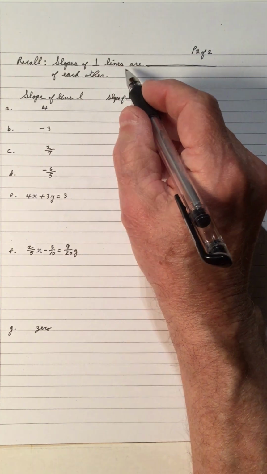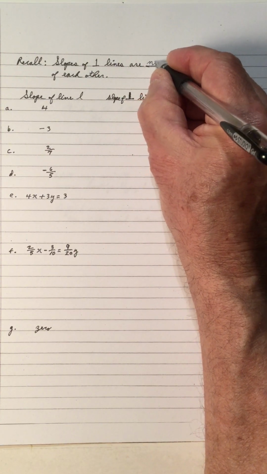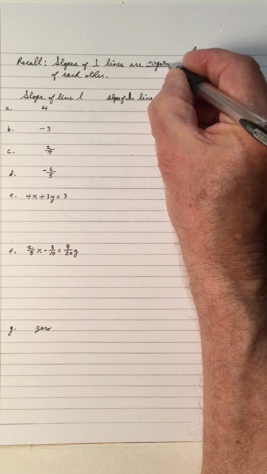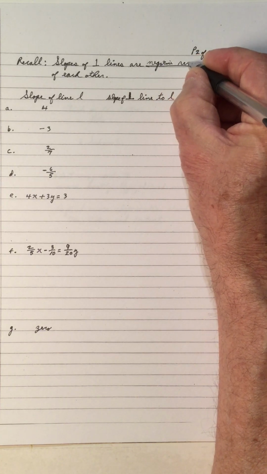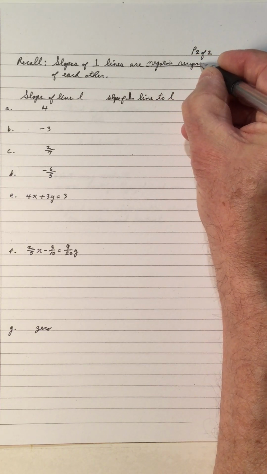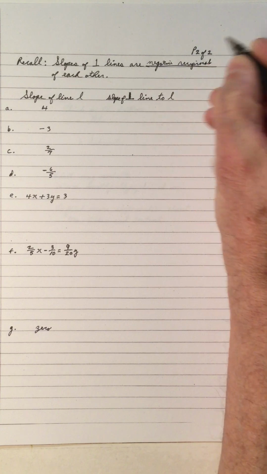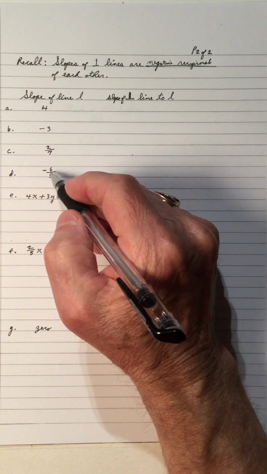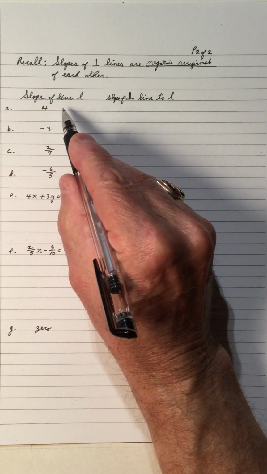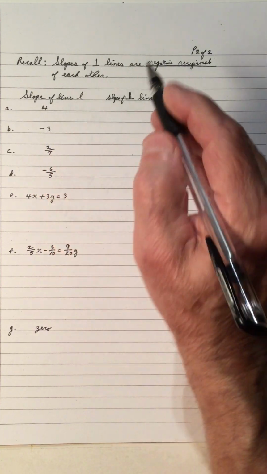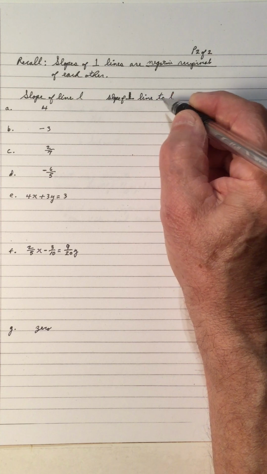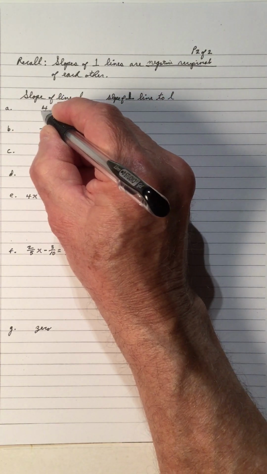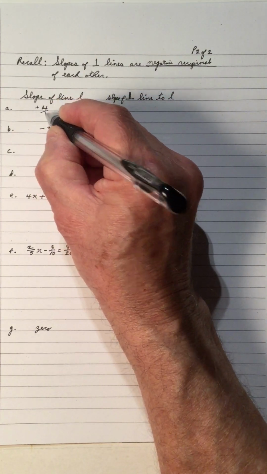Recall, the slopes of perpendicular lines are the negative reciprocals, or the opposite reciprocals, of each other. Let's look at some slopes here. If the slope of line L is 4, what's the slope of the line perpendicular to L? Well, 4 is a positive 4 over 1.